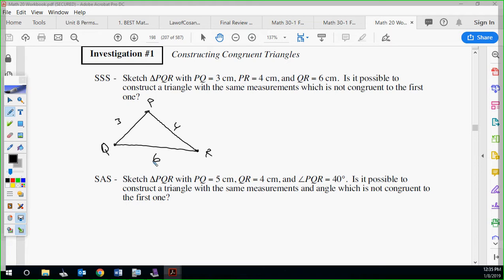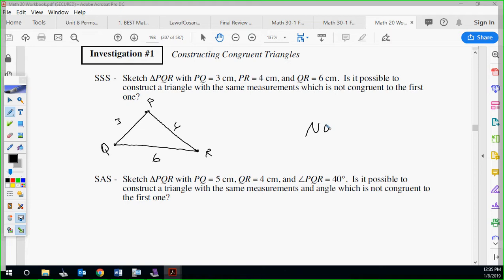I cannot draw a congruent triangle unless they're all the same sides, because congruent means the same. It's kind of a weird, redundant question. So let me say that again. This is a side, side, side example. What that means is you have all the sides. What it's saying is, is it possible to construct a triangle with the same measurements which is not congruent? It is not. We can't make a triangle that's 3, 4, 6 that is not congruent, because they'll be matching up all the sides. Okay? That's what they're saying. So this would be a no.